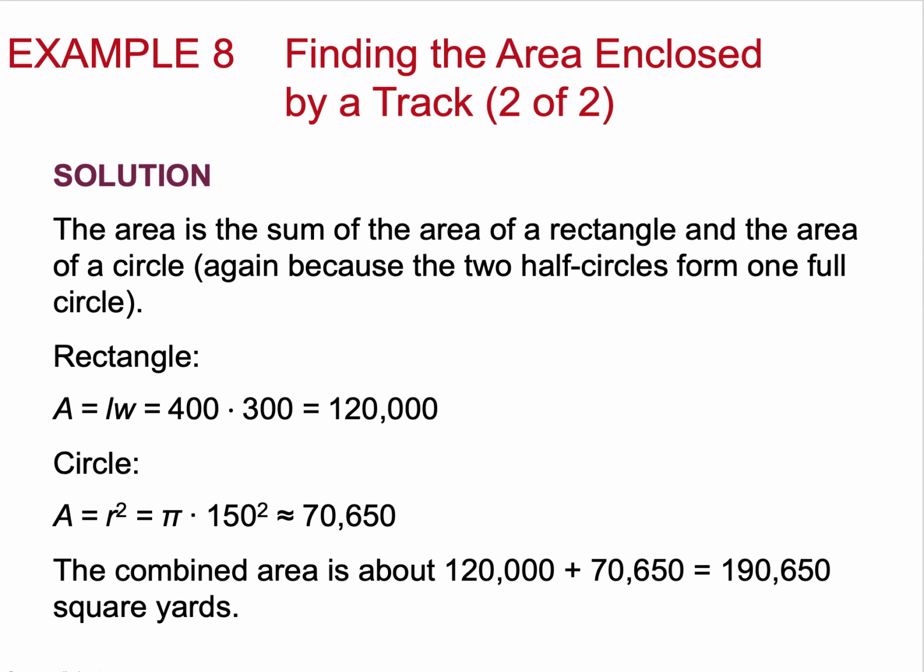So the area of my rectangle from the previous calculations is just going to be the length times the width, or 400 times 300. The area of my circle is going to be the radius squared times pi, which would be 150 squared times my pi is approximately 70,650. And so when I combine that, I get 190,650.